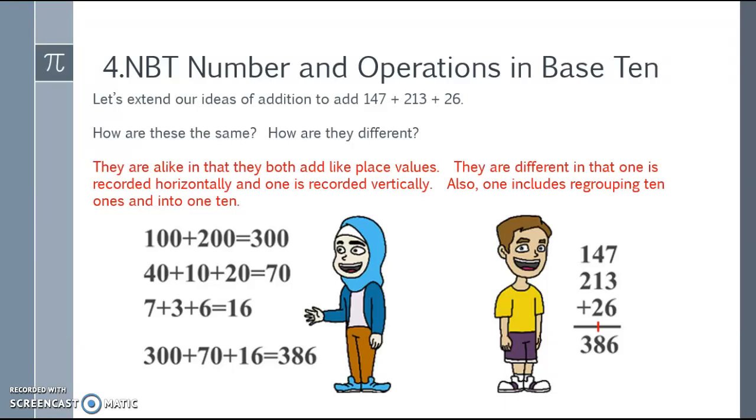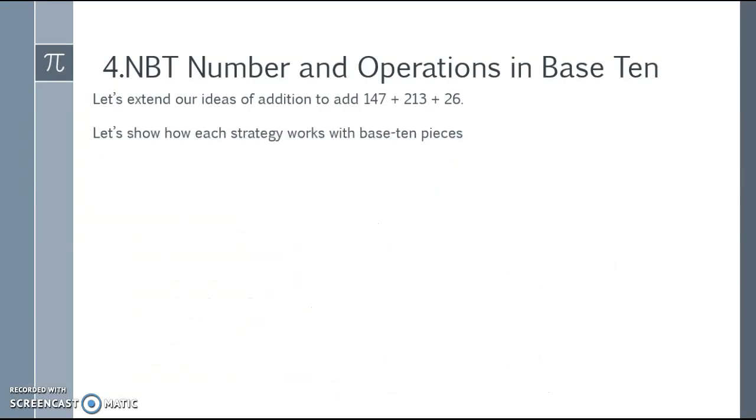They are alike in that they both add like place values. They are different in that one is recorded horizontally and one is recorded vertically. Also, one includes regrouping 10 ones into 1 ten. Let's extend our ideas into addition and show how this strategy works with base 10 pieces.